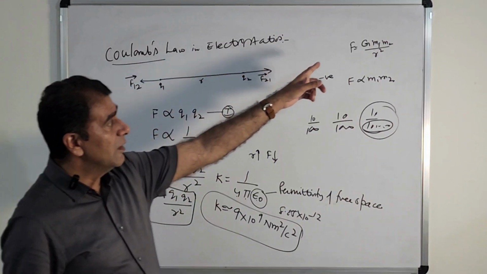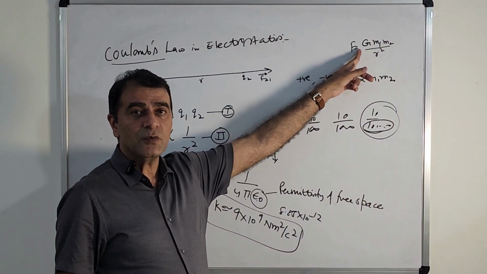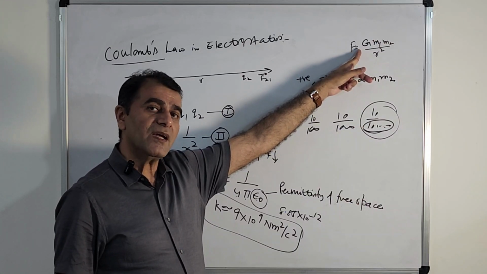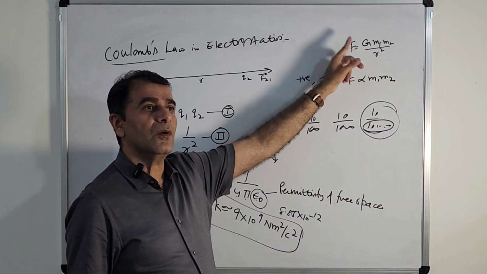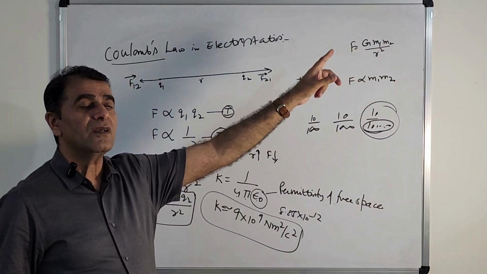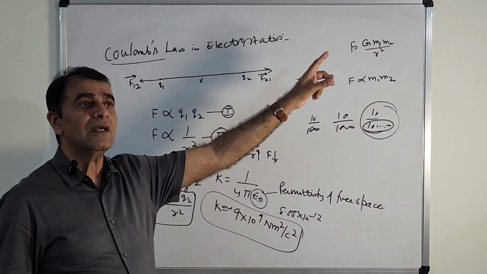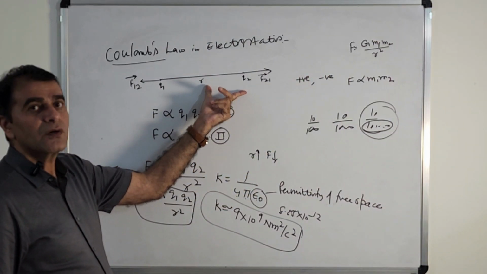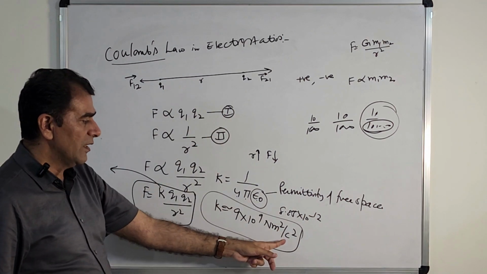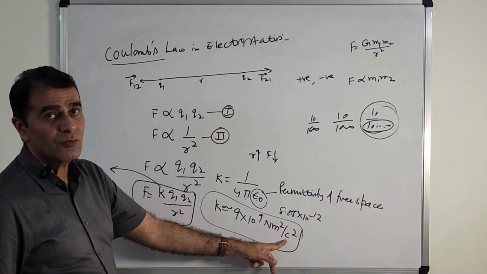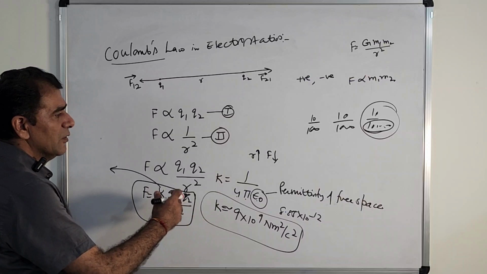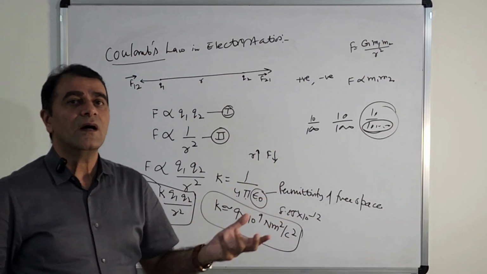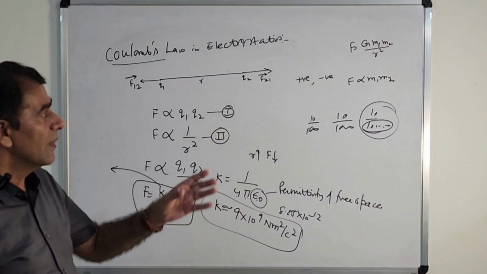Like there, the value of G in Newton's universal law of gravitation was 6.67 times 10 to the power minus 11 Newton meter square per kilogram square. Why was there kilogram square? Because we are dealing with mass. Here we are dealing with charges. What is the unit of charge? Coulomb. So that's why in the denominator the unit is Coulomb square. So it's very simple to memorize these things if you know the foundation of each and everything.